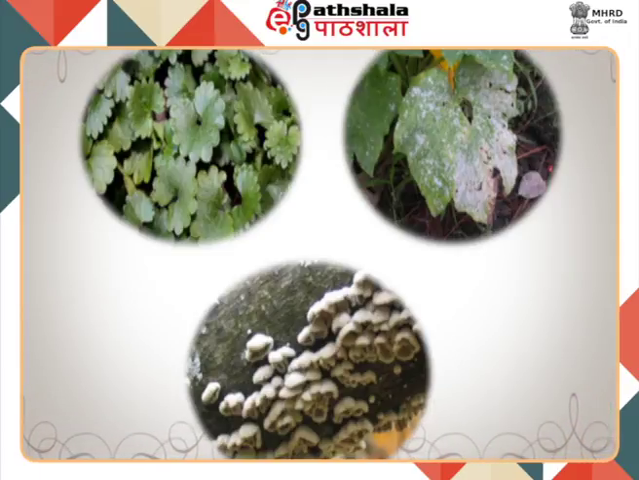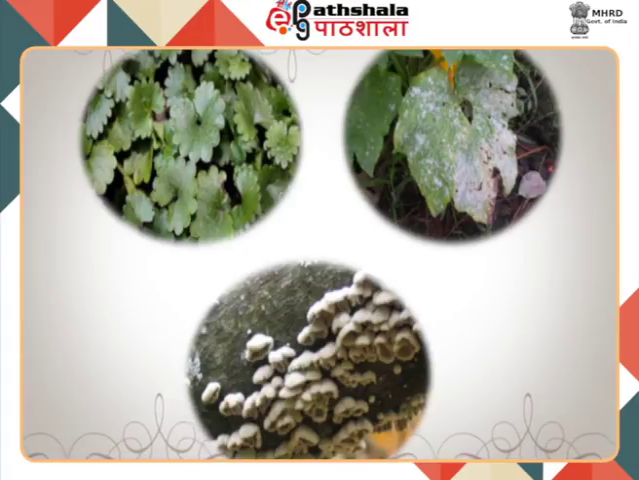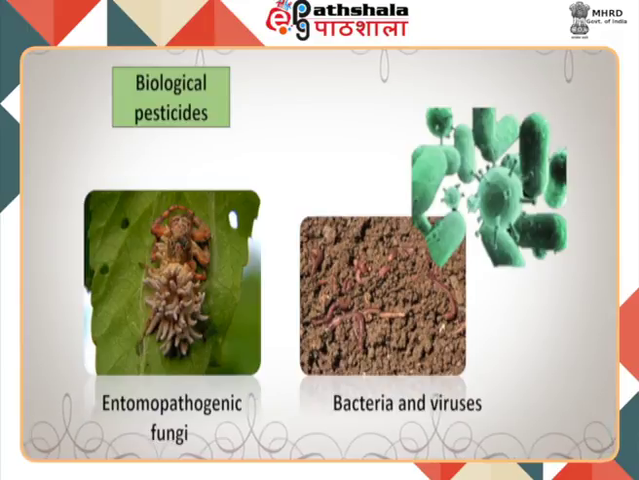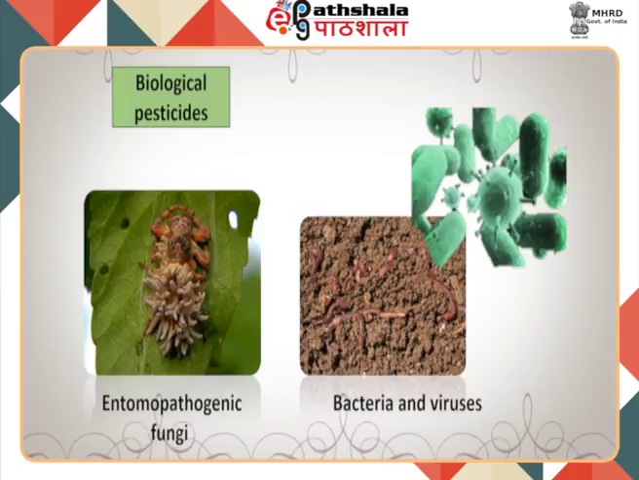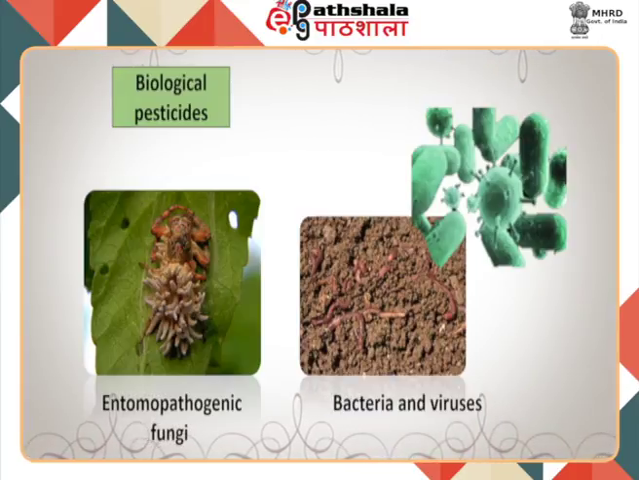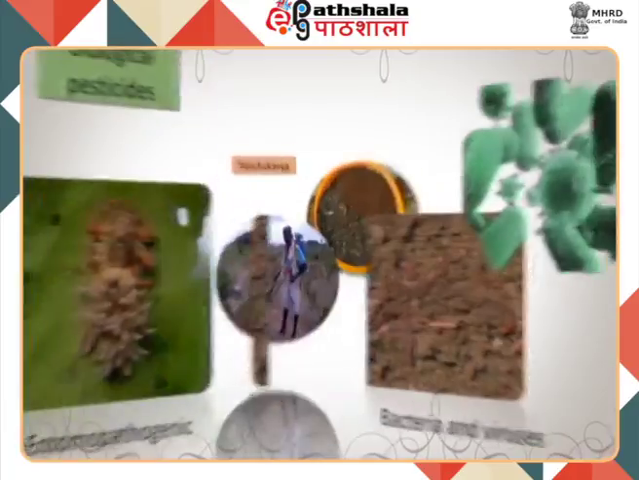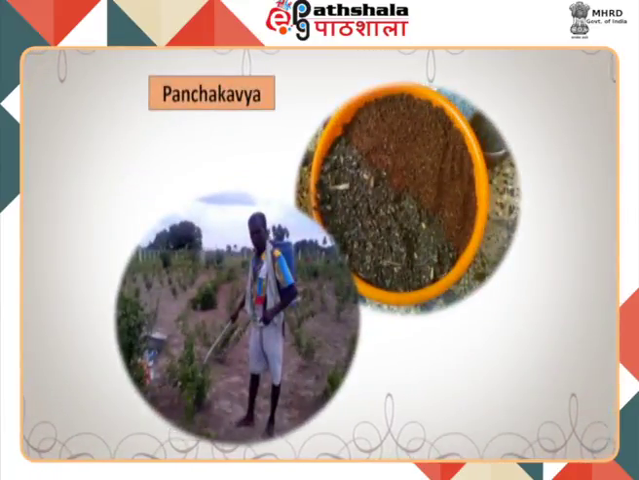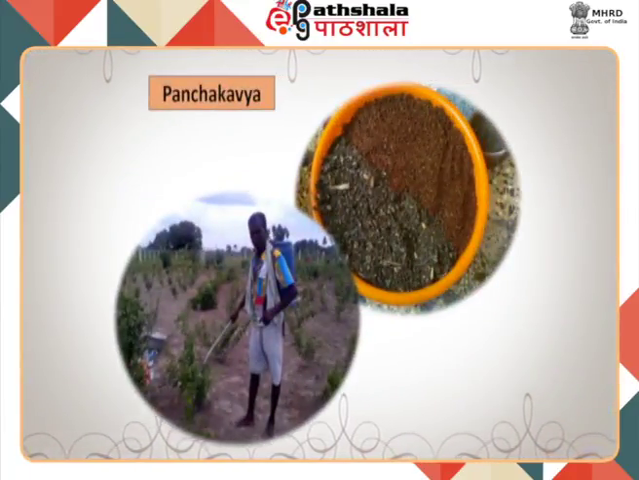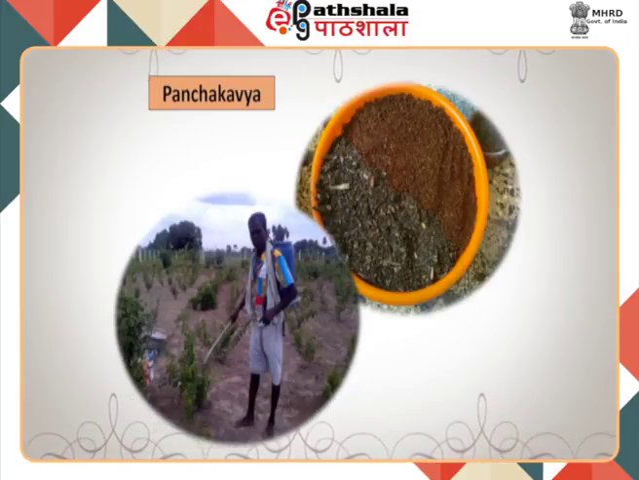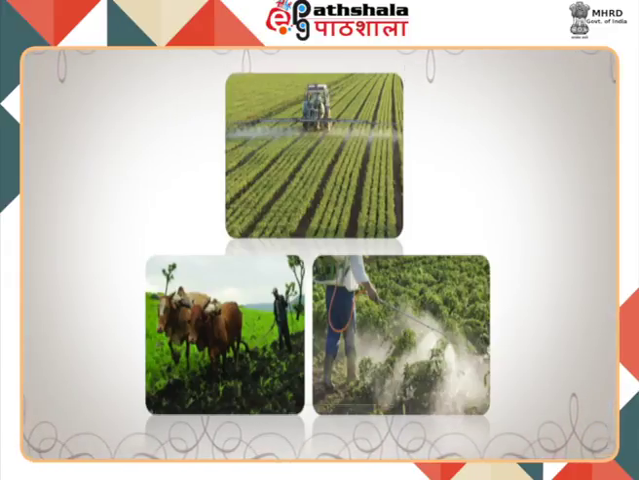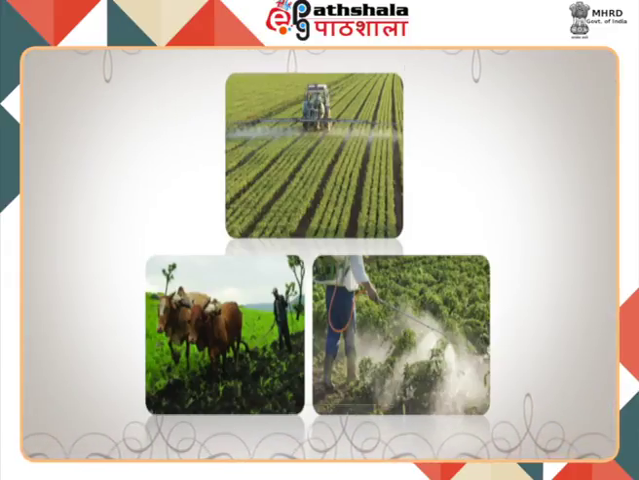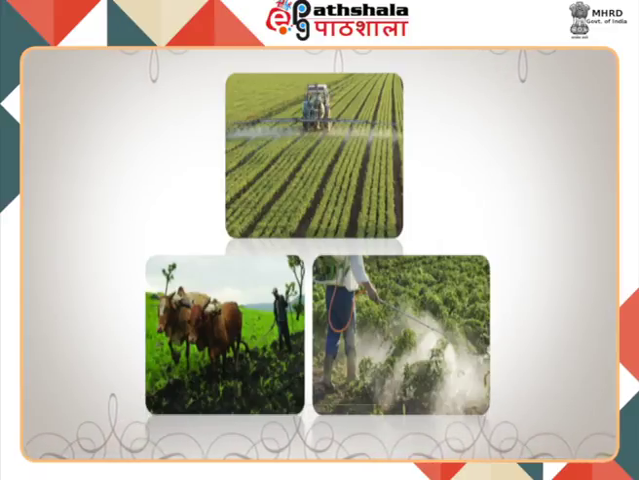These organisms can include natural predators or parasites of the pest, and biological pesticides based on entomopathogenic fungi, bacteria, and viruses that cause disease in the pest species can also be used. In India, traditional pest control methods include using Panchagavya, the mixture of five products. The method has recently experienced a resurgence in popularity due to its use by the organic farming community.